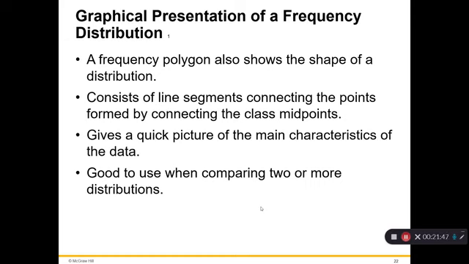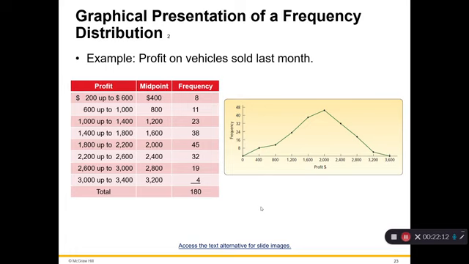This is more descriptive. When you visualize the data, the graph looks more appealing and gives a more meaningful view of the data. So this is how it looks. We connect the midpoints of each of the bars, and this is how it looks, right?